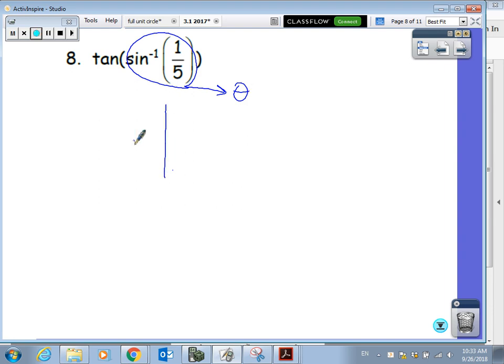So inverse sine can be in quadrant 1 or 4. This is kind of like that inverse cosine of 2. It's either not defined or we have to draw a triangle. Because opposite over hypotenuse, hypotenuse can be 5, that can be done. It's not going to be undefined. So we draw our triangle with our angle in quadrant 1. Opposite is 1, hypotenuse is 5.